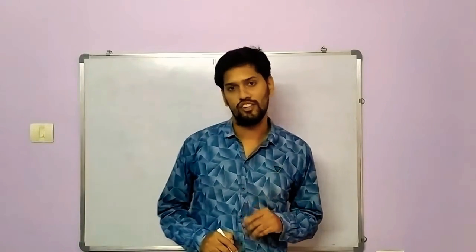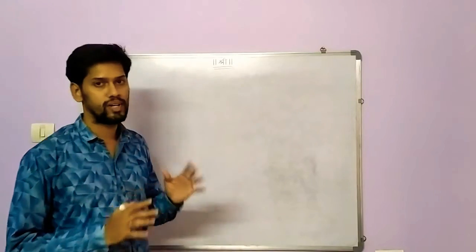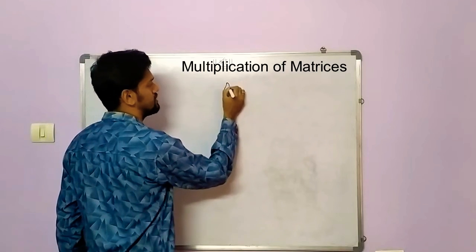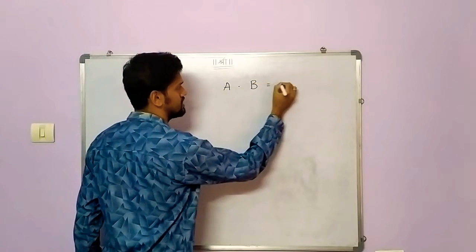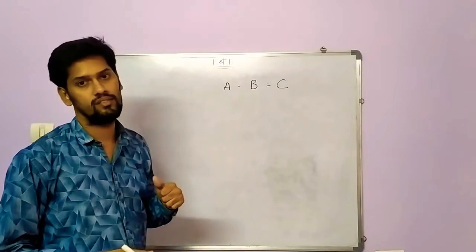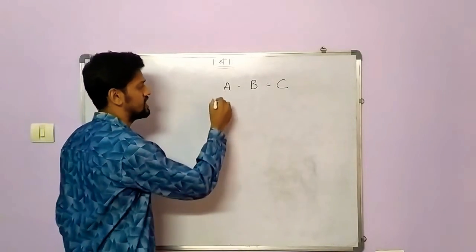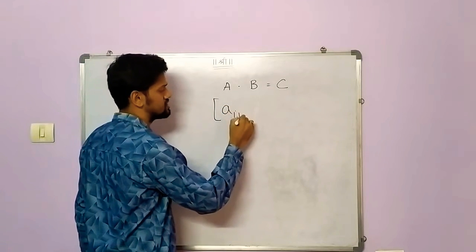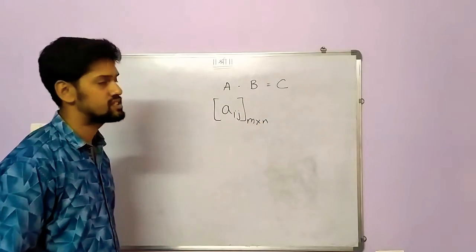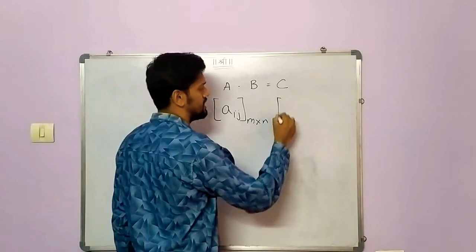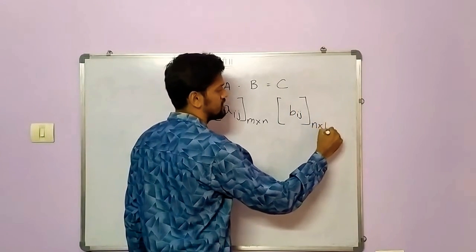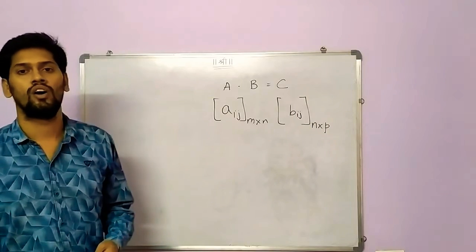Now we will see multiplication of matrices. In this case, what we will be doing is we will multiply two matrices together. So if we want to multiply this matrix A with matrix B and obtain a third matrix, that is C, then there is a criteria which has to be satisfied. What is the criteria is that, suppose this is my matrix A and the order of this matrix is m cross n, then matrix B that is there should have this particular order.